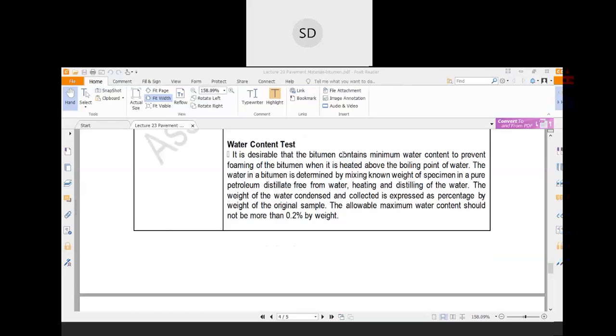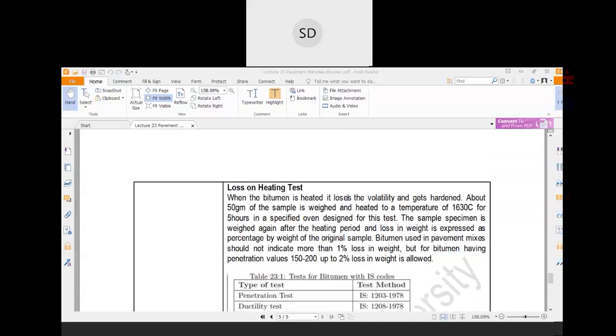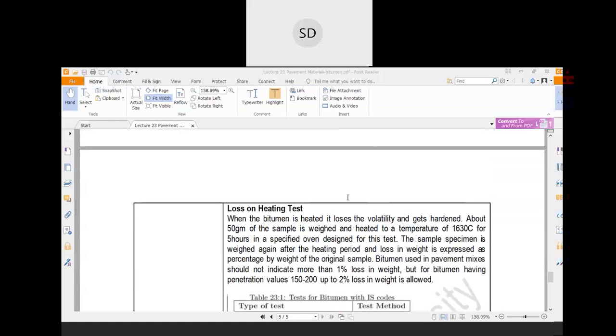Then the water content test. So the water content test is conducted to know the content of the water, if any, present in the bitumen content. So it is recommended that the water content should not be more than 0.2% by weight of the bitumen. Then another test is there that is called the loss on heating test.